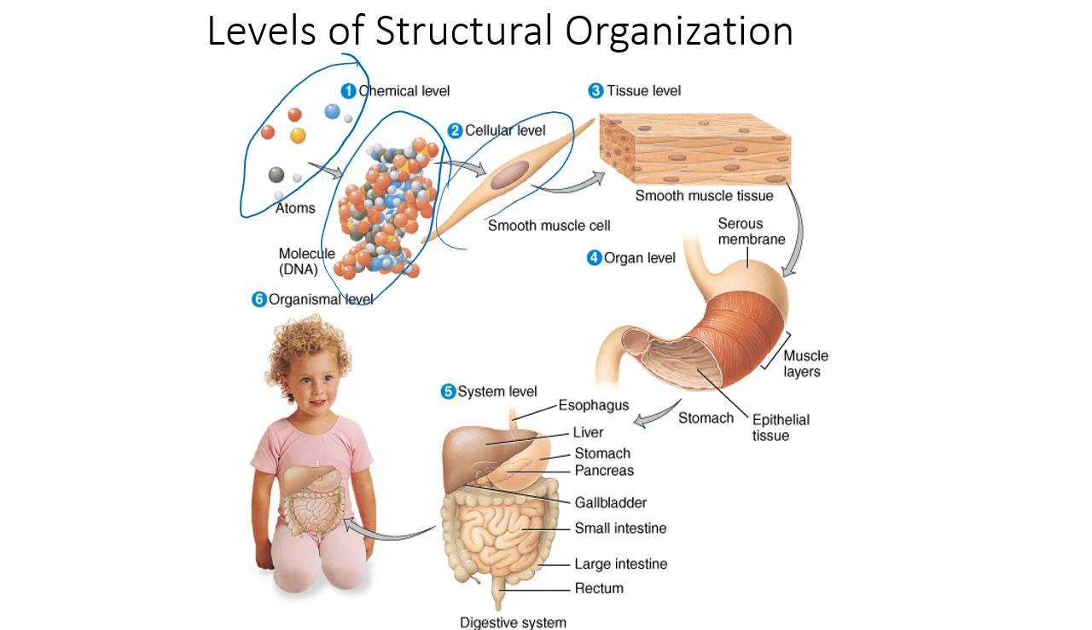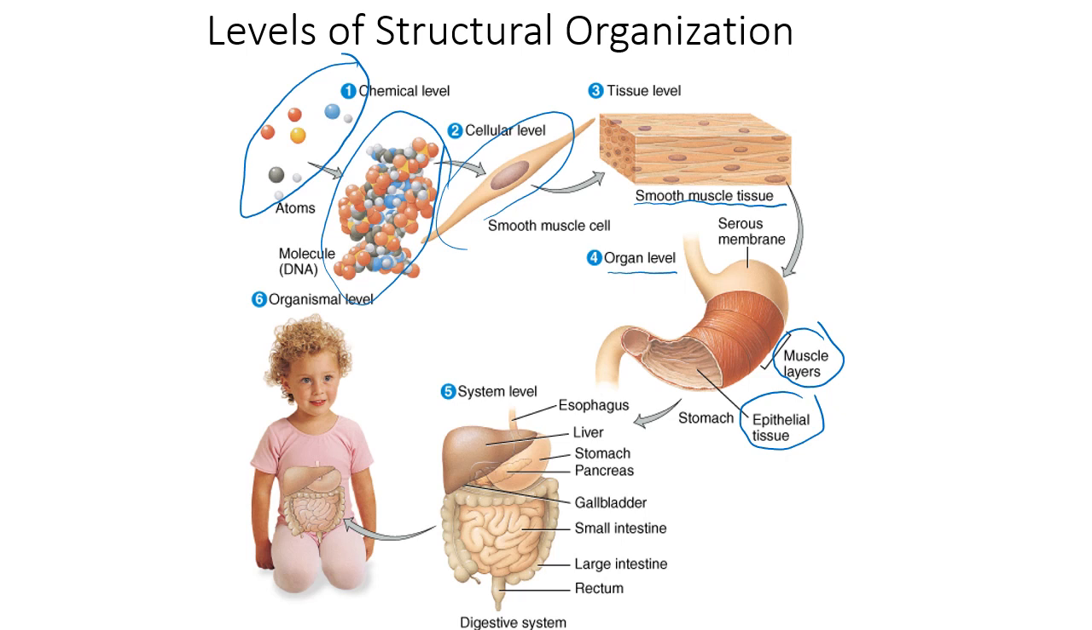In this case, it's a smooth muscle cell. All those individual cells come together to give us a tissue, like smooth muscle tissue. Combine two or more types of tissue together, and we end up with an organ. So we have the organ level here of the stomach. We've got epithelial tissue, and we're going to have the smooth muscle that we just looked at inside there. Not shown, we're going to have things like connective tissue and nervous tissue as well.